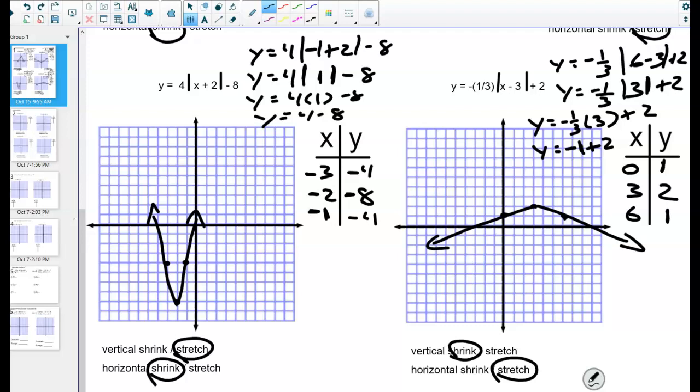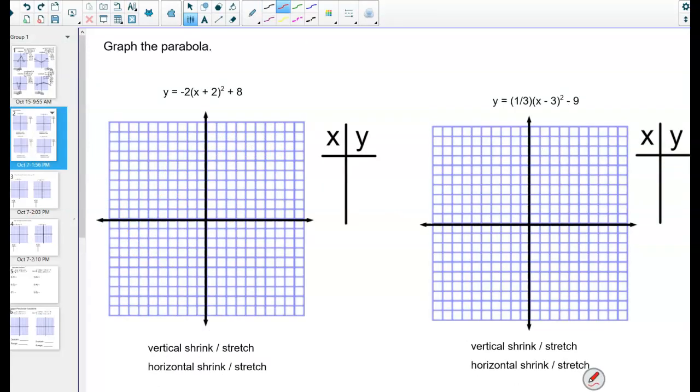Okay, and when you have vertical stretch, you have horizontal shrink. When you have vertical shrink, you have horizontal stretch. You never have them both, right? One is shrink, one is always stretch. So here, my vertical shrink and stretch, same deal. The number in front of the parenthesis, absolute value is bigger than 1. So vertical stretch, horizontal shrink.